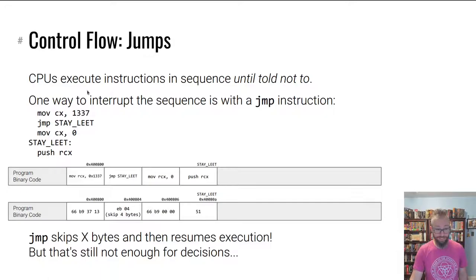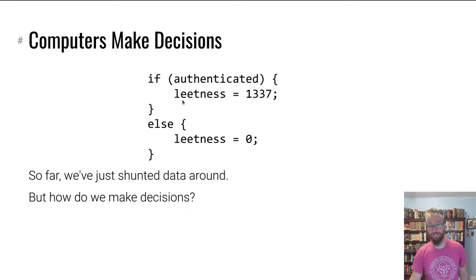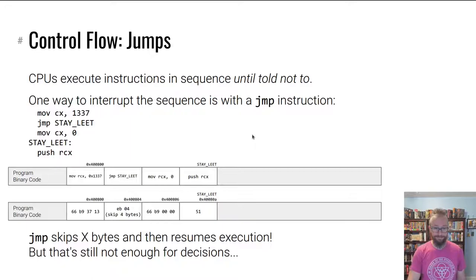Now, this is a bit of a crazy syntax. Let's say one complex syntax in assembly is jump labels. Recall, we're trying to make a little function that we saw in the beginning that just checks some value and sets our leetness to 1337 or 0, depending on if that value is set. Now, we move 1337 into a register, CX, the lower 16 bits of RCX. And then we jump to this label. We say jump to stay_leet.